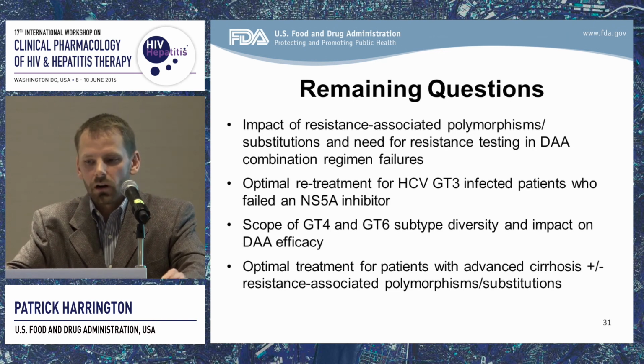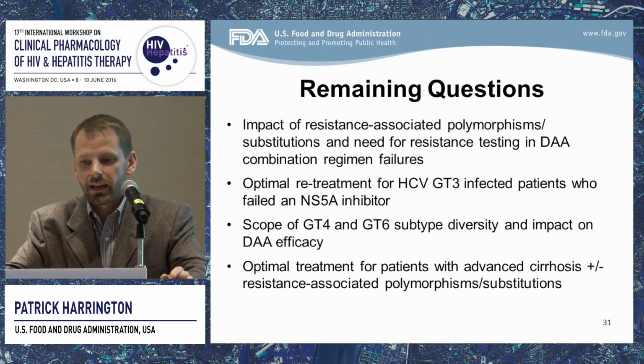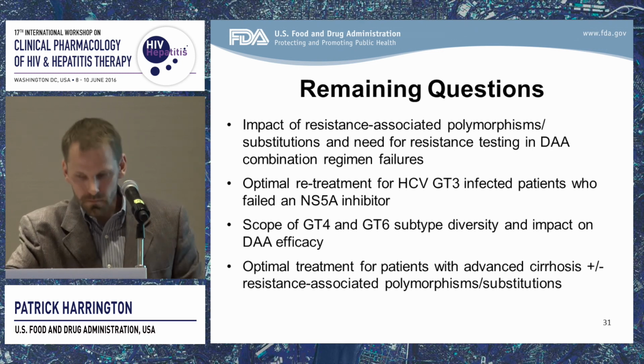These genotypes are much more diverse than genotype 1 and genotype 3. And I'm not sure if we have a full appreciation yet of the scope of subtype diversity within these genotypes and how that impacts DAA efficacy. But again, I think it's just a matter of time before we have a better sense of that. And then I think there's still some question in the field about what is the optimal treatment for patients with more advanced cirrhosis with or without the presence of resistance polymorphisms or substitutions.